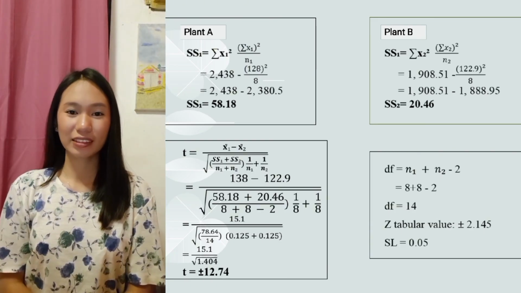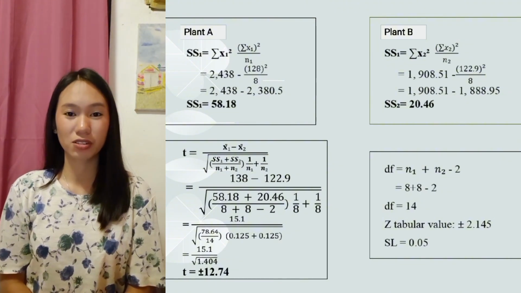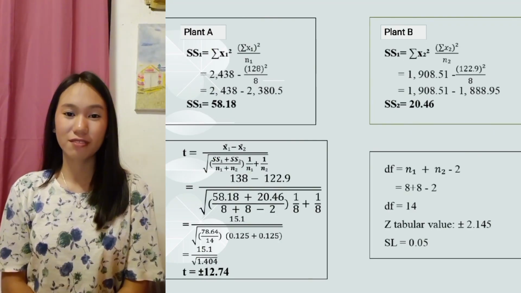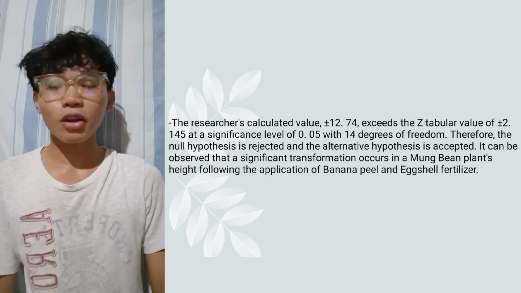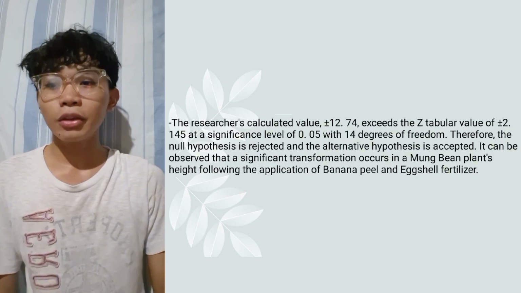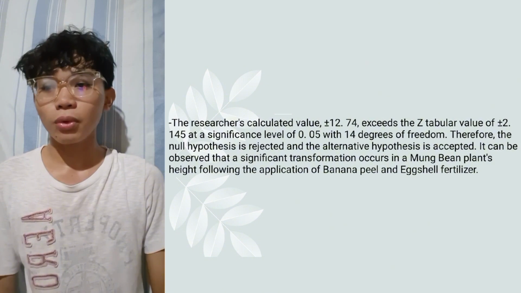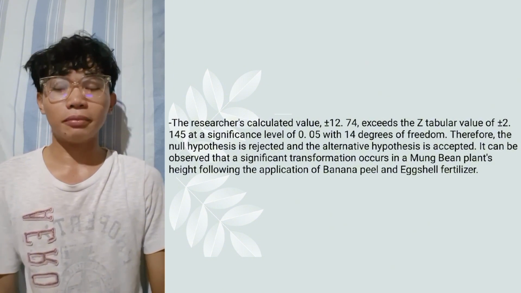For solving the t value, just substitute the derived numbers from the previous summations to come up with the final value of 12.74. The degrees of freedom is also solved using the formula degrees of freedom is equal to n sub 1 plus n sub 2 minus 2, which results in 14 degrees of freedom.